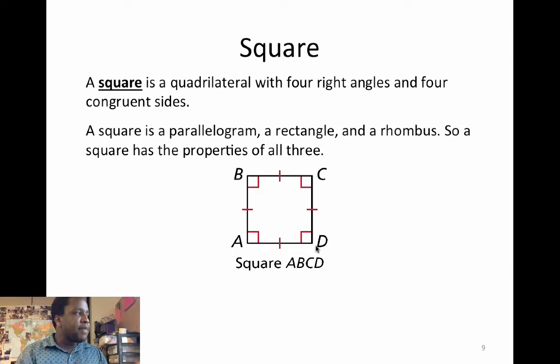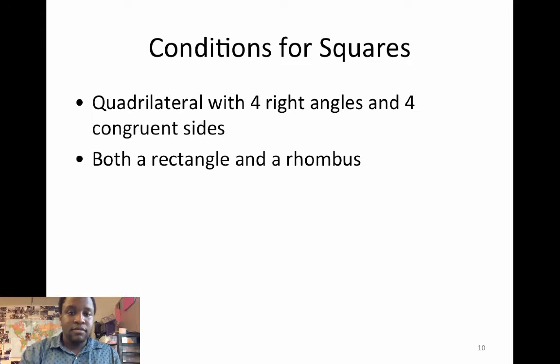So if you could imagine if a rectangle and a rhombus got married and had a kid, it would be a square. Because basically a square is a mix of a rectangle and a rhombus. So the conditions for squares are quadrilaterals with 4 right angles and 4 congruent sides, and they are both a rectangle and a rhombus put together.